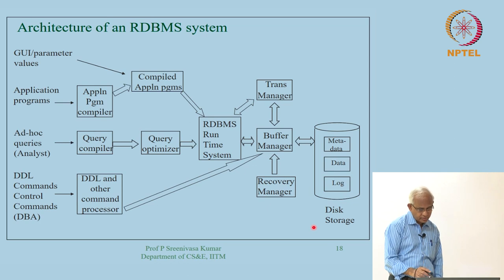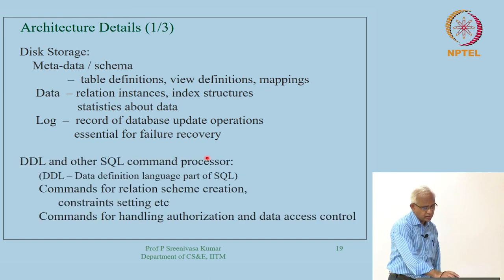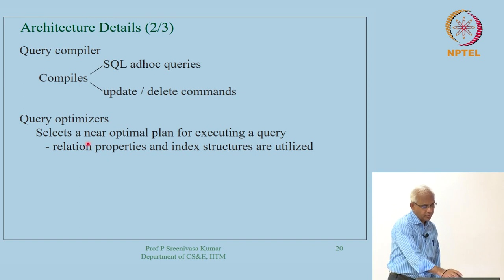Now, whatever I have been talking about is there in the next few slides, like what the disk is storing, and then what the DDL SQL command processor will do. It creates the relation schema and the constraints. It also handles authorization and data access control. The query compiler compiles SQL queries and also update and delete commands. The query optimizer selects an optimal plan for executing a query. As I was telling you, the query is represented as a relational algebraic expression.